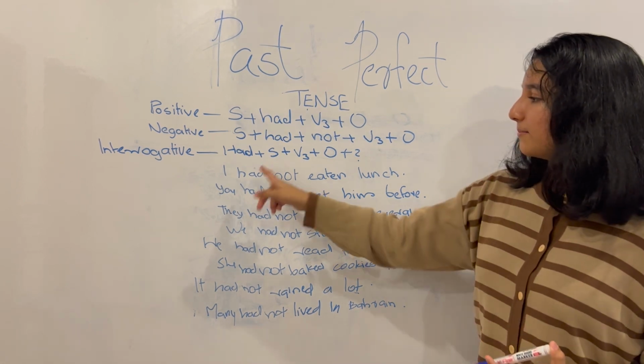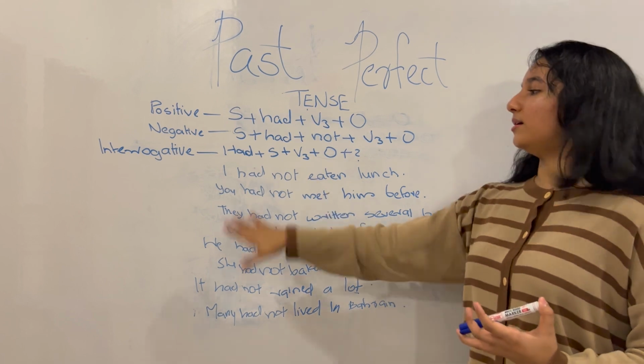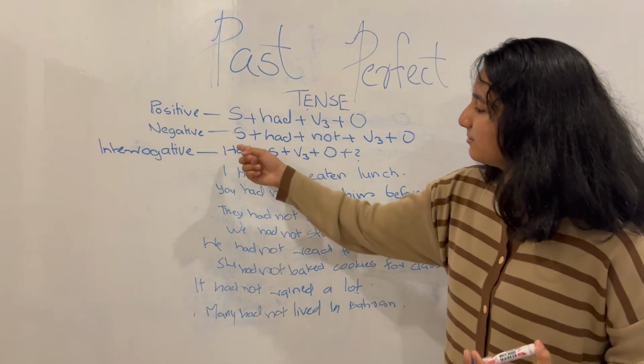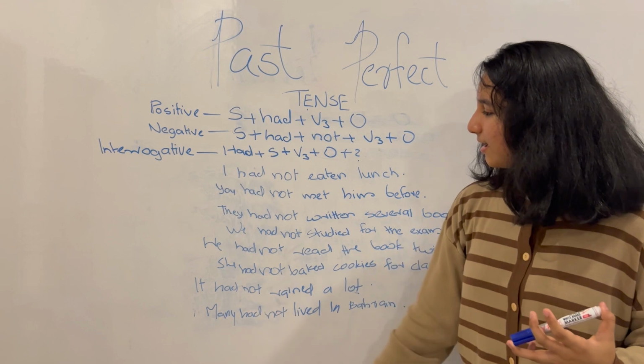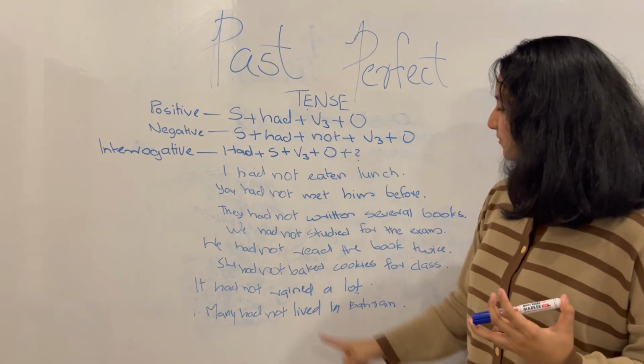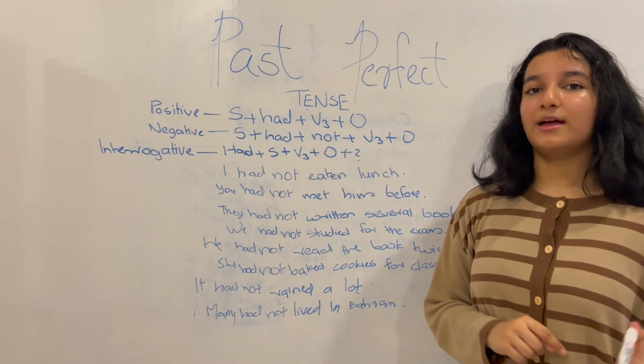Now we can see here, comparing it to the examples given below, we have subject, had, not, verb in the third form, and object. Now let's go ahead and read these.